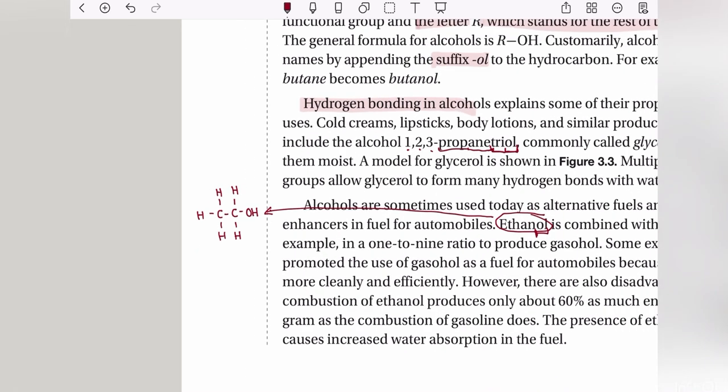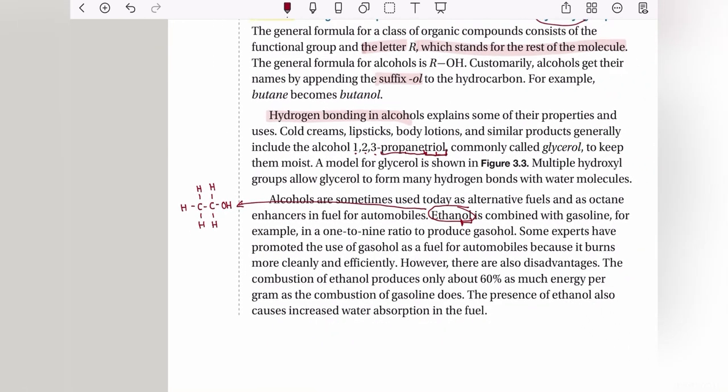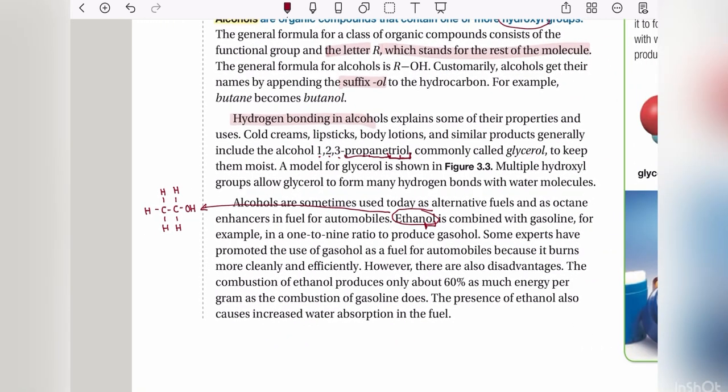Some experts have promoted the use of gasohol as fuel for automobiles because it burns more cleanly and efficiently. However, there are also disadvantages. The combustion of ethanol produces only about 60% as much energy per gram as the combustion of gasoline does. So ethanol is not as efficient as gasoline by itself. And so when we mix the two, the efficiency will be in between ethanol's and gasoline's. The presence of ethanol also causes increased water absorption in the fuel.